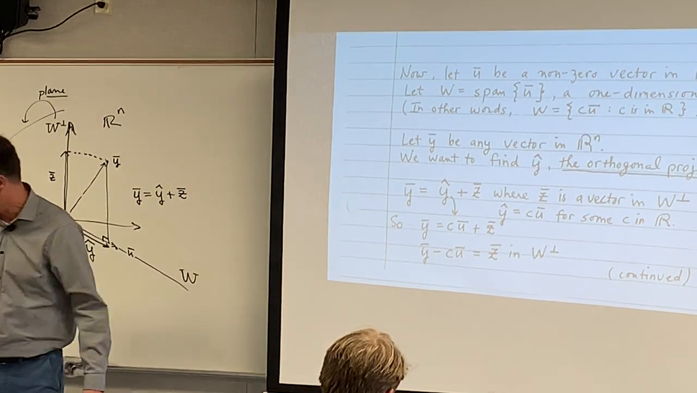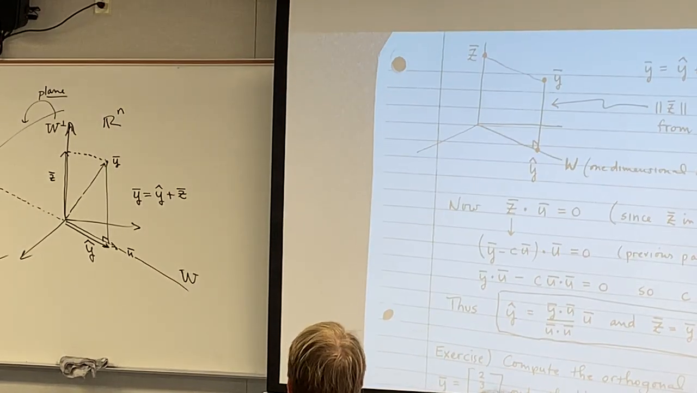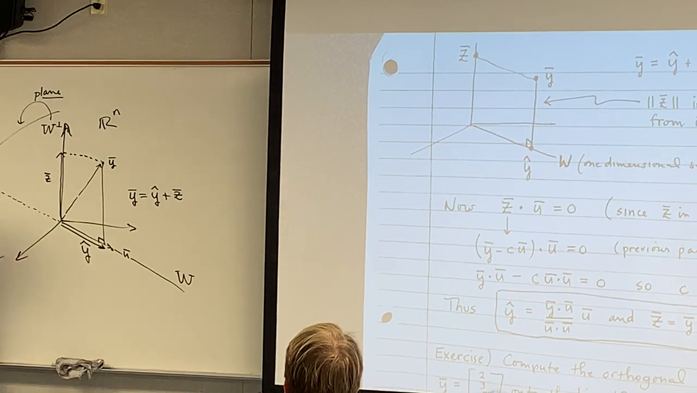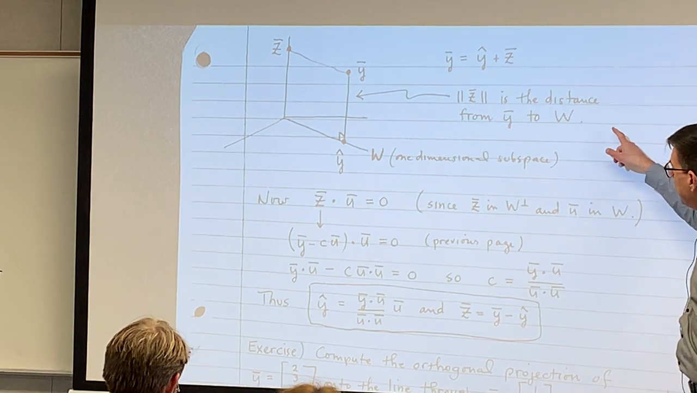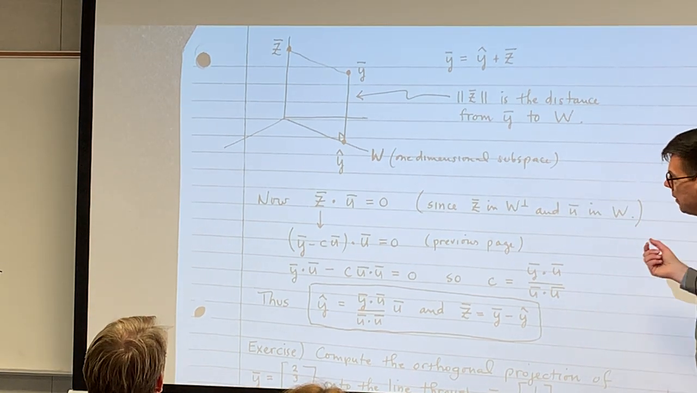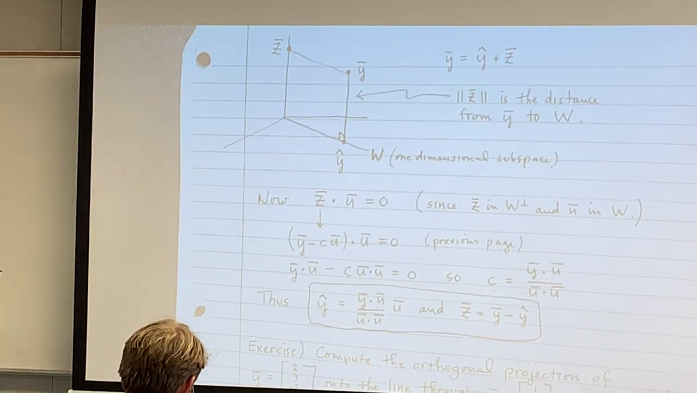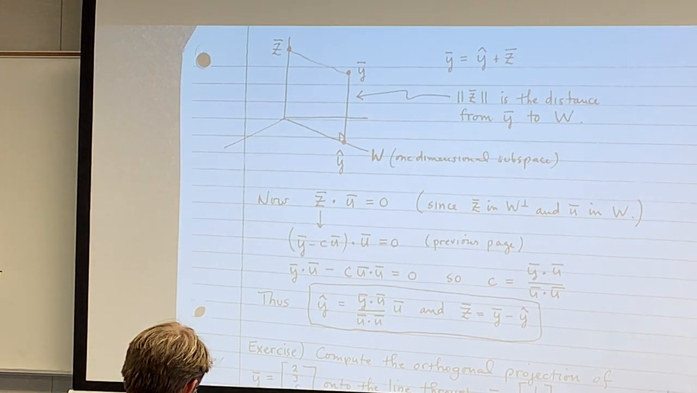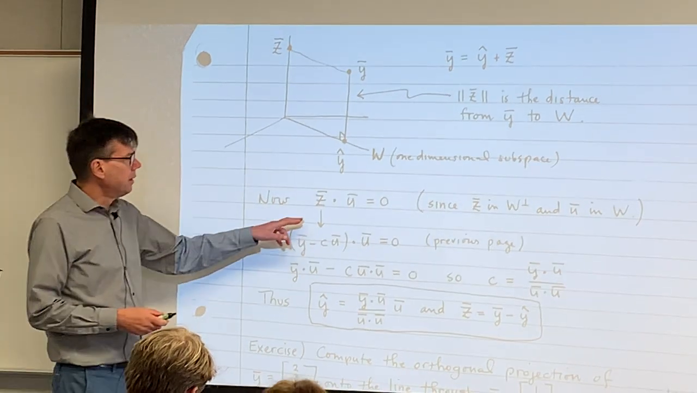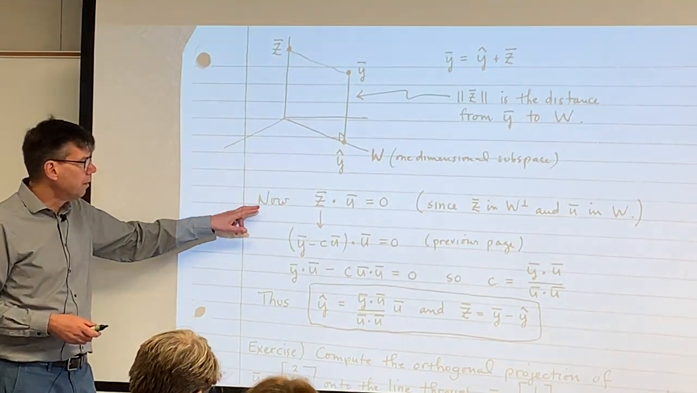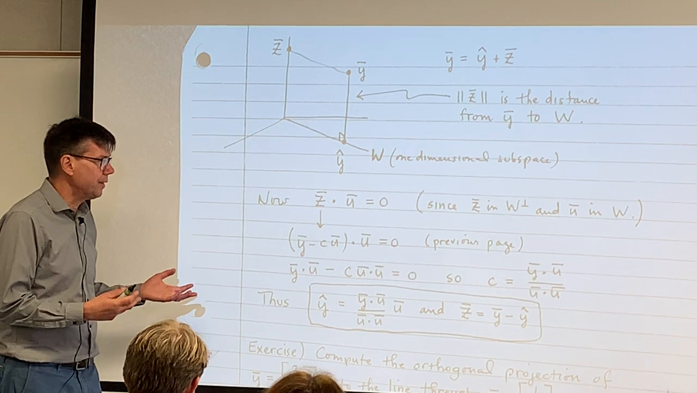But now my picture's falling apart. Turn the page. So I think I'm just saying the same thing over again. And I guess I also add in a comment here that the length of z can be thought of as the distance from y to W. That's going to be a relevant idea as we go to higher dimensions. And now we want to try to figure out what y hat and z actually are. We don't even know if we can find them yet, if such things exist.